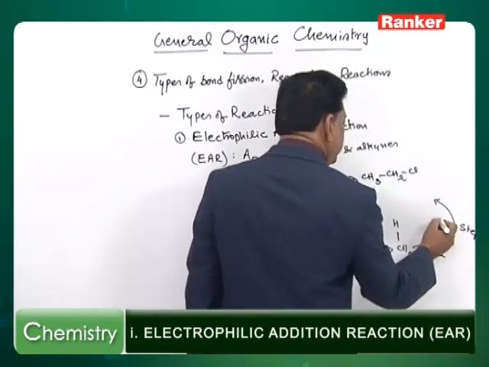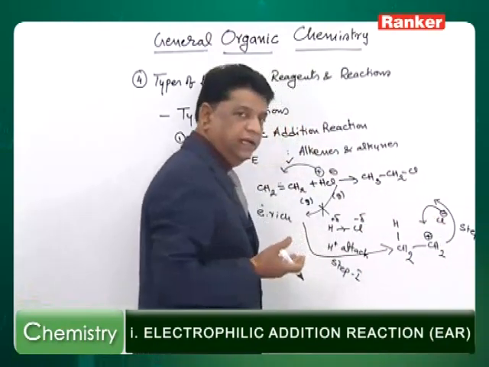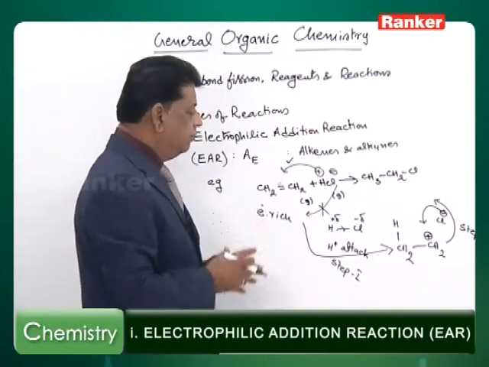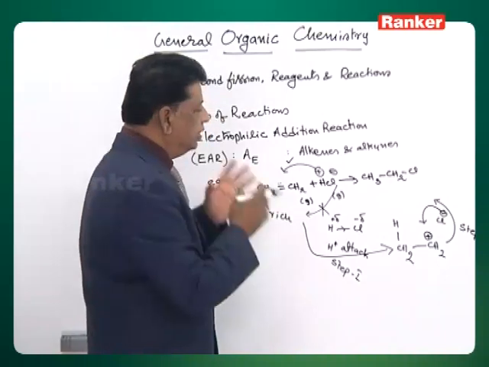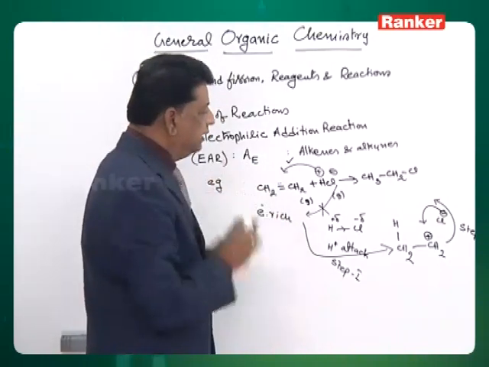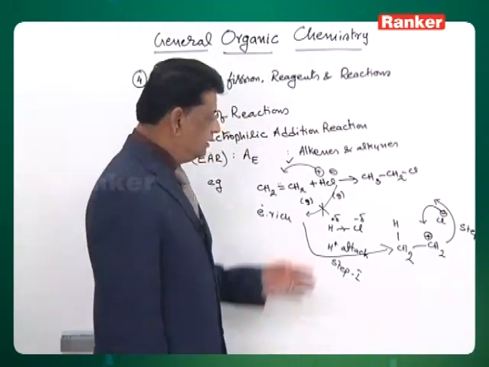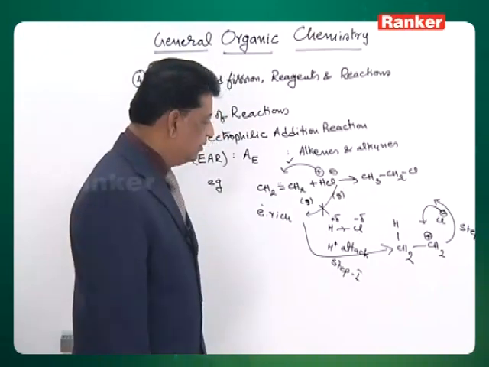This is step 2. In step 2, Cl minus is allowed to attack. Now Cl is negatively charged and there is a CH2 plus, which has a positive charge, so it will attract. In the second step the Cl minus attacks and a bond comes between the carbon and Cl. Cl is giving 2 electrons, the carbon side has no electrons, but a coordinate covalent bond is formed.